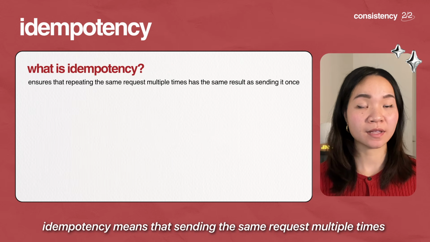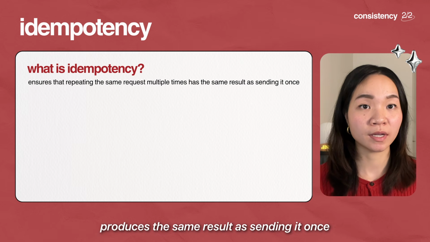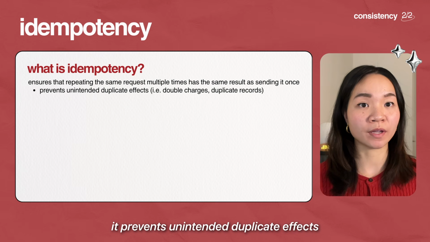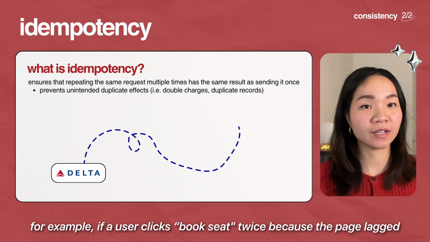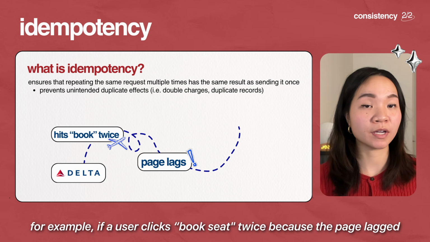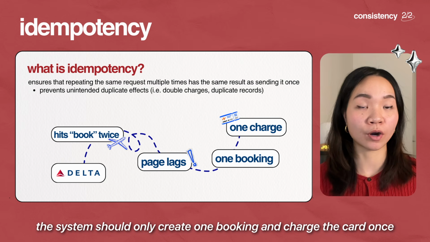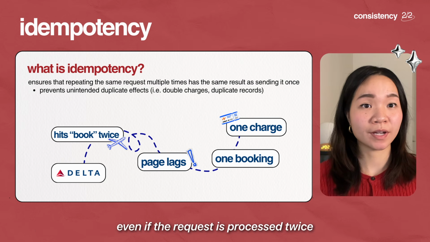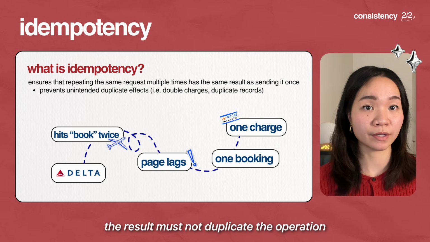Idempotency means that sending the same request multiple times produces the same result as sending it once. It prevents unintended duplicate effects, such as double charges or duplicate records. For example, if a user clicks book seat twice because the page lagged, the system should only create one booking and charge the card once. Even if the request is processed twice, the result must not duplicate the operation.